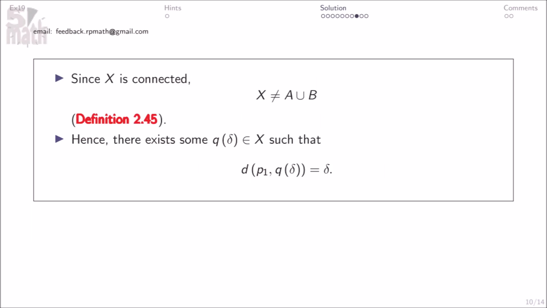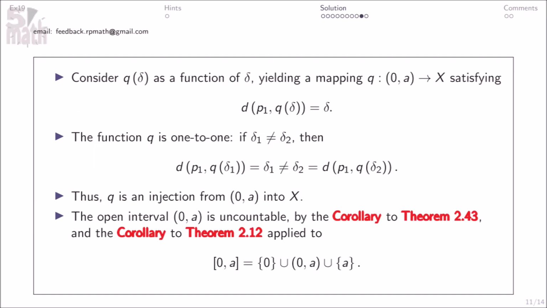Since X is connected, this, Definition 245. Hence there exists some Q of delta in X such that this. Consider Q of delta as a function of delta, yielding a mapping Q, this, satisfying this.